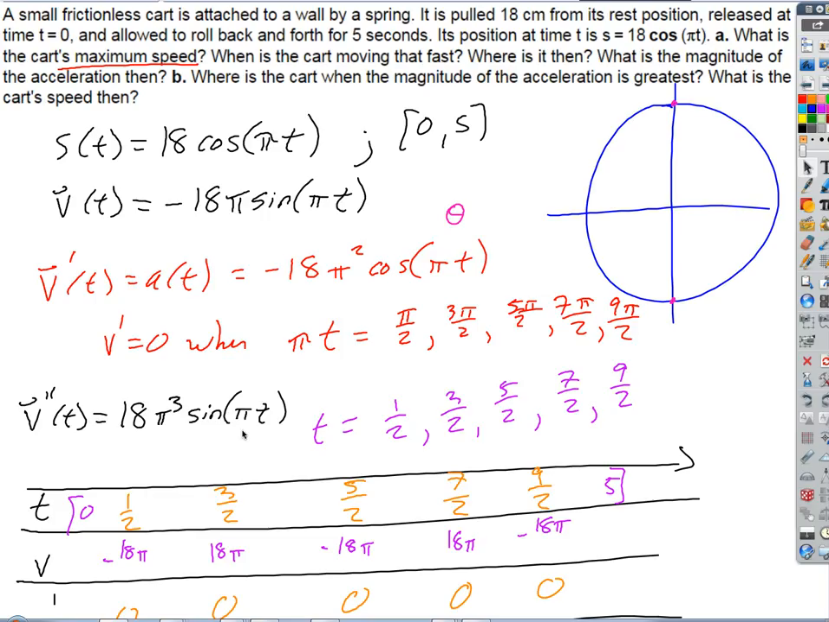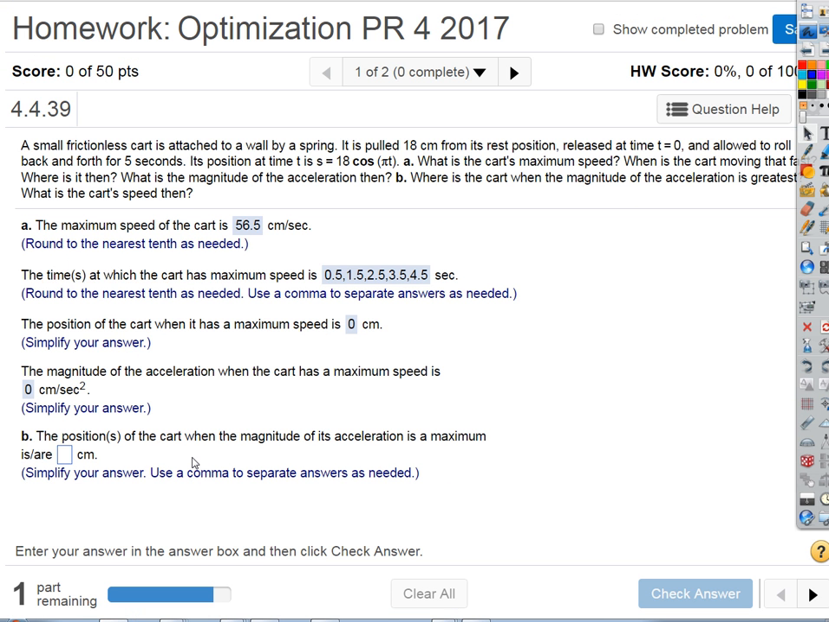Well, when is sine equal to 0? At 0 and pi, exactly. So that's going to be at 0, 1, 2, 3, 4, 5, right? Make sense? And the question's asking, what's the question asking? It wants to know the positions of the cart when the magnitude of its acceleration is maximum. So that's going to be at the integer multiples of 1 seconds, right? Everybody agree?